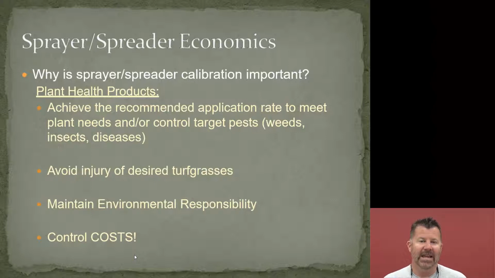We want to avoid injury of turf grass species. Turf grasses can really be damaged, and we're going to see an example here in a minute of Bermuda zoysia grass. Maintain environmental responsibility. You've heard me say we are stewards of the land time and time again, but then control cost. Make sure that we are increasing our profits each year, because part of being sustainable, guys, is staying in business and making money.